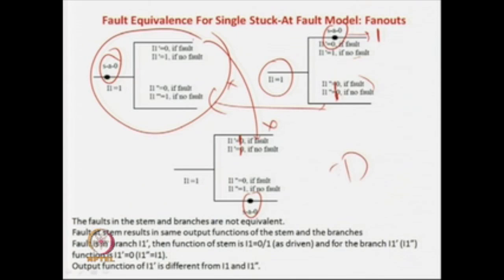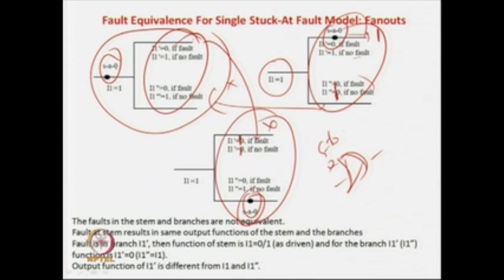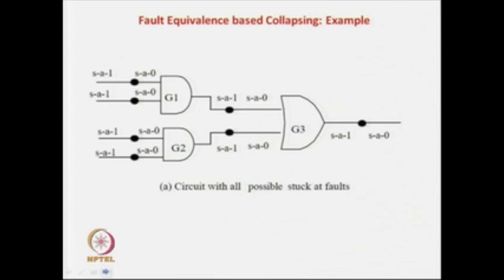Like in an AND gate, we can easily merge these faults and we keep only a stuck-at-0 fault. For an OR gate, you can easily keep a stuck-at-1 fault here. But for a fan-out, you cannot do any such kind of merging, because for this fault, the output function is not equivalent to this one, and for this fault, the output function is not equivalent to any one of these. So, there cannot be any kind of merging, that is what has been explained here. So, fan-out is very surprising, as I already told you. So, no merging of these things is possible.